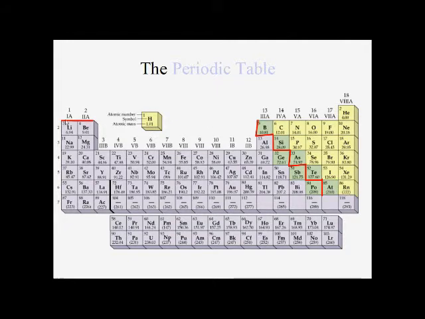Everything below the red line are metals, including the germanium, antimony, and polonium here. But all the green, which is all the elements touching the red line except for the diagonal red line, except for aluminum, are also called semimetals. So boron is a nonmetal, it's also a semimetal. Germanium is a metal, and it's also a semimetal.